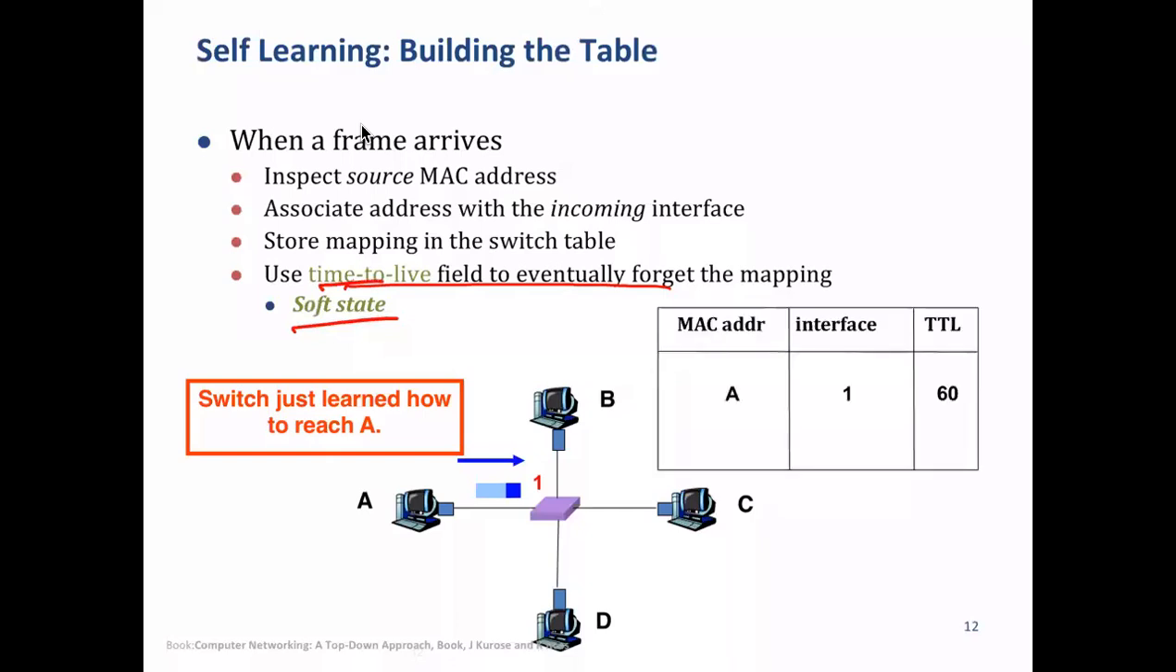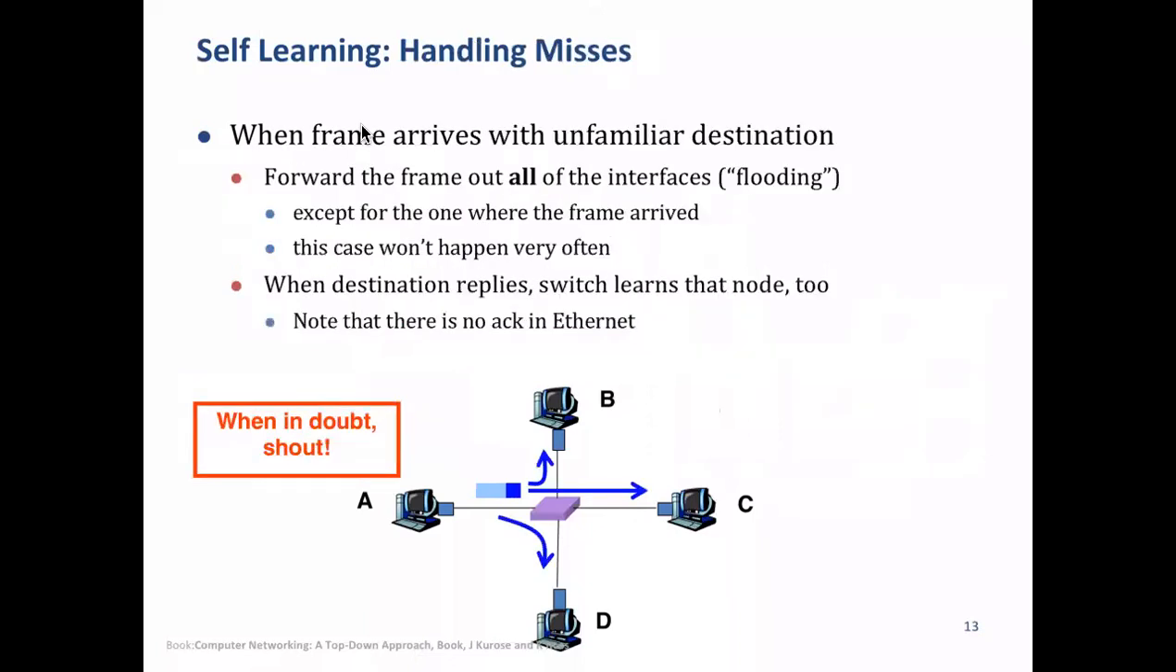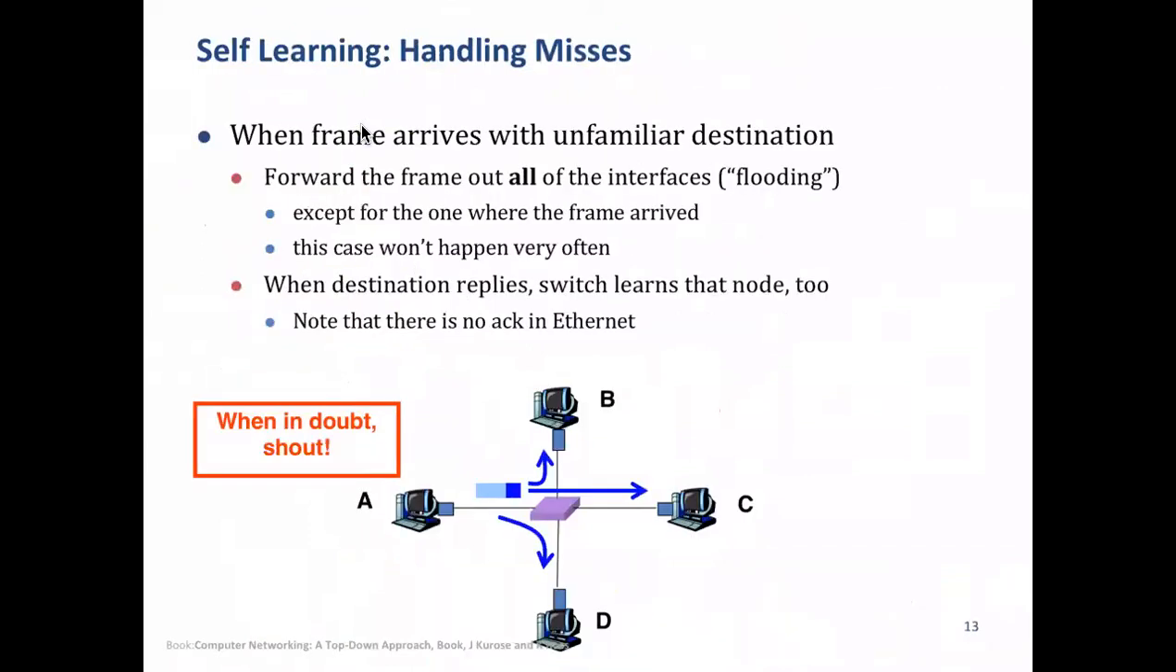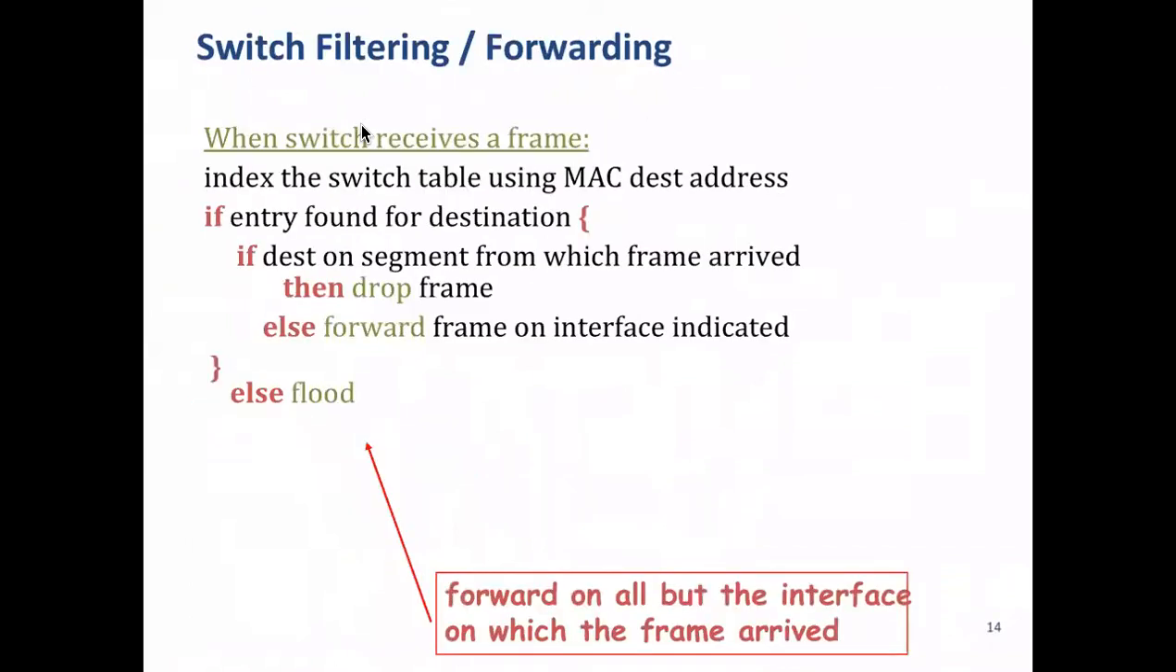So we have a table like this. We have MAC address, interface, and TTL. Now after receiving this frame, it knows that it has come from A, the interface or port is 1, and the TTL, time to live, is 60. And when C is not known, then the packet is sent to everyone. It's called flooding. All right. And the protocol is very simple, as we have discussed so far.